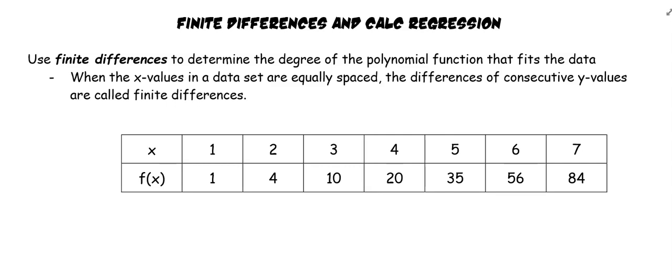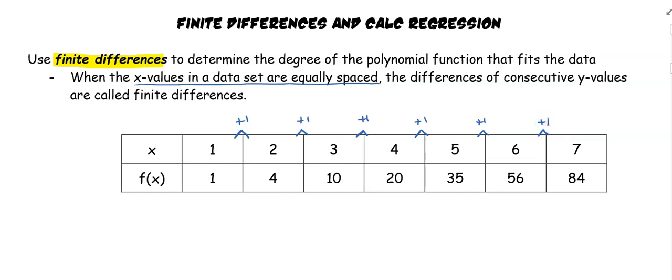So use finite differences. I'm going to talk about what that is, to determine the degree of the polynomial function that fits the data. When the x values in the data set are equally spaced, the differences of consecutive y values are called finite differences. So one thing that we need is the x values to be equally spaced. I feel like a lot of time they're spaced by 1, but it doesn't have to be 1, they just have to be equally spaced. So if all of my x values are separated by 2, or if they're all separated by 3, it doesn't matter as long as they are the same. Here, all of my x's are separated by 1.